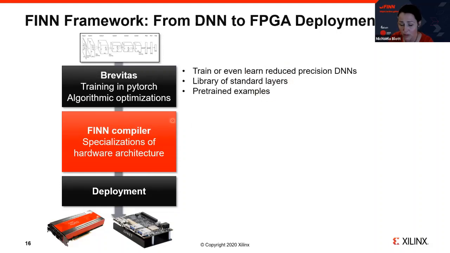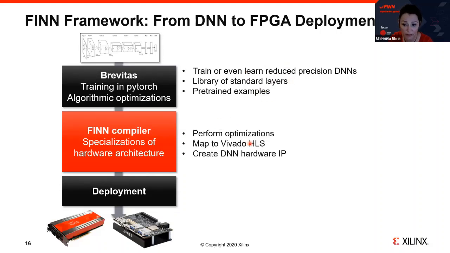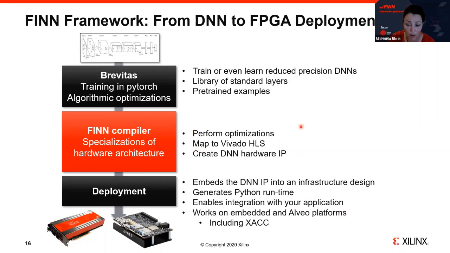So the second component is then the FINN compiler, which creates the customized hardware architecture via code-generated HLS code. The FINN compiler produces a DNN hardware IP, which can be embedded into your application. And the third part is the deployment flow. We have a selection of infrastructure designs supported, mostly built on PYNQ, works on a number of selected embedded and Alveo platforms, including the aforementioned XACC. So let's discuss these components now in more detail, beginning with Brevitas.